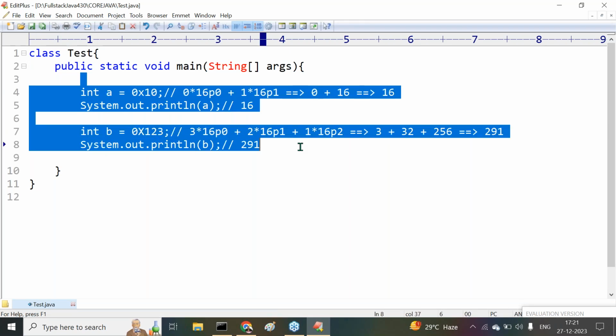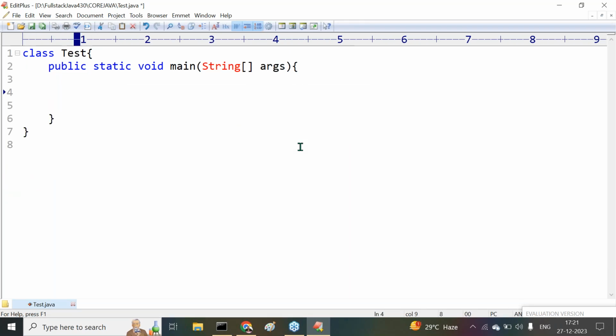For example, System.out.println of 0b1010 plus 25. This is one thing here I provided. Tell me what is this actually? 0b, what is going to happen internally if you observe this? 0b1010 is a binary number. Its equivalent decimal value is what?